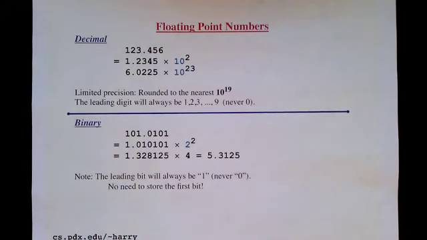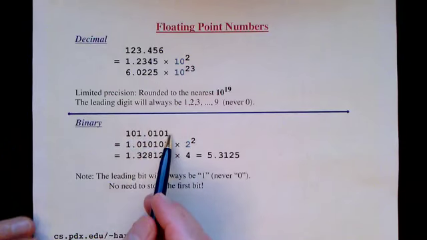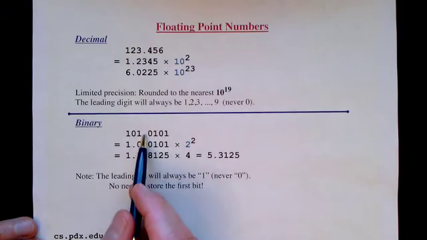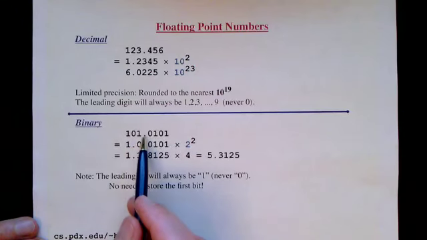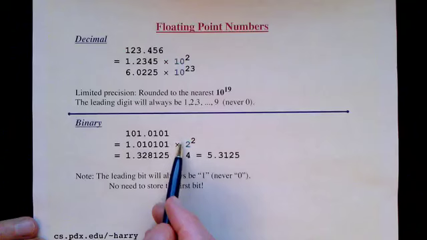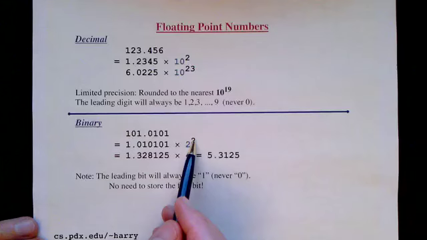Now let's look at binary numbers. Here's a number, 101.0101, and we're going to move our point, our binary point, over to the left, in this case 2 places, so that we have only a single bit to the left of the binary point. Since we've moved it over 2 places, we need to multiply. But here our base is 2, not 10. So we multiply by 2 to the power 2.